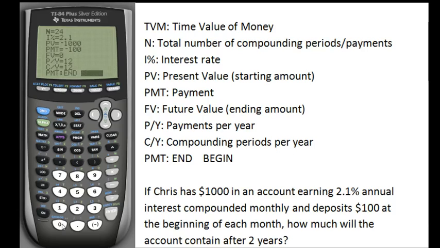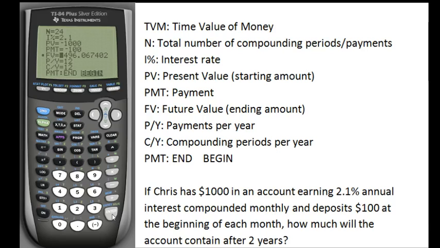Now that we have all of that in, we can solve for our future value. So we'll move our cursor up to future value, and we'll hit alpha and enter. If we were solving for anything else, we would just go to that and hit alpha enter on it. So we can see that our future value is a positive number because we made a $1,000 investment and then another $100 investment every month, so that at the end of the time period, Chris could get that money back. And so that's $3,496 and about 7 cents that he could get back at the end of the time period.